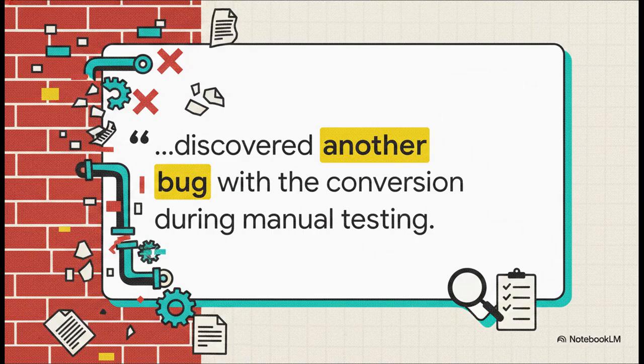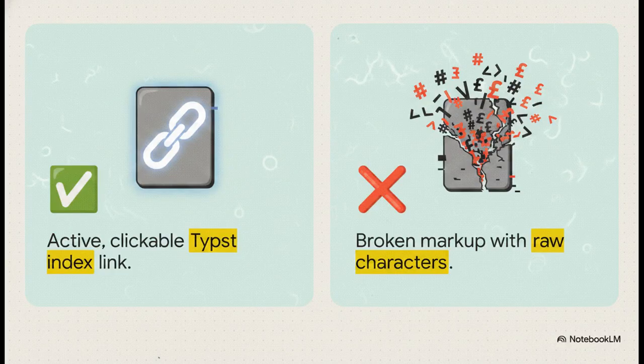But that beautiful, clean code ran straight into a brick wall. Here is the plot twist, captured directly in Ang's own notes. Quote, "During the refactoring, I discovered another bug with the conversion during manual testing." Yep, despite functioning perfectly on a purely logical level, manual testing exposed a massive flaw. The tokens were mapping, the program was running, but the actual physical document generation at the very end of our pipeline was completely broken.